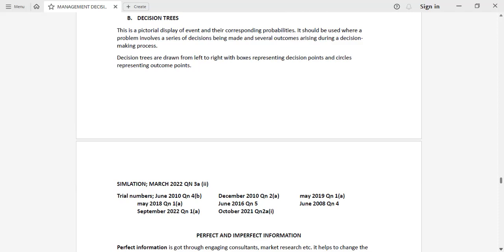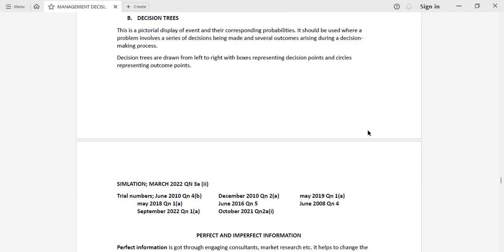That's why we find that most of the times they are asking for the decision tree. I'm not saying the other ones they don't ask, but most of the times, because if you look at the simulations that we have down here, you are seeing that there are very many trial numbers that we listed, and most of the times they were requiring us to get the decision tree done. So we've said that a decision tree is a pictorial display of the events and their corresponding probabilities.